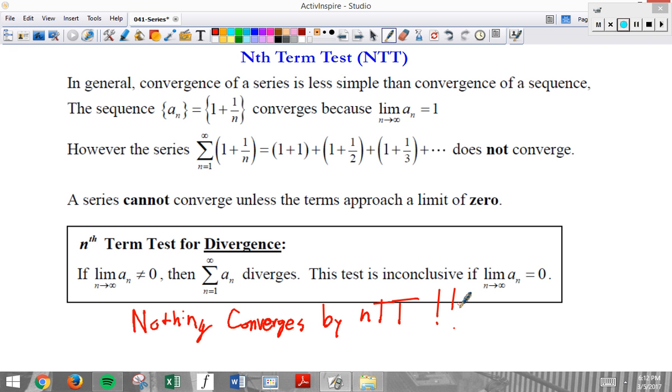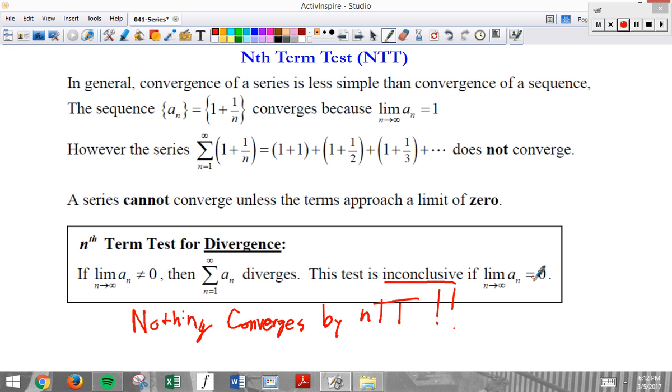What does this say? If the limit's not equal to 0, then the series diverges. Okay? How will people misinterpret this? So if the limit equals 0, it converges? No. Nothing converges by the nth term test. If the limit equals 0, the test is inconclusive. You don't know whether it converges or diverges. It might converge. It also might diverge.